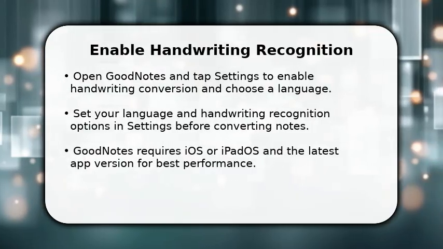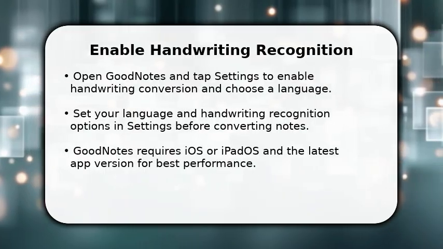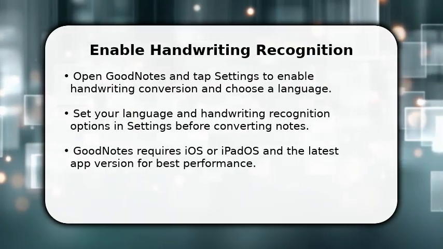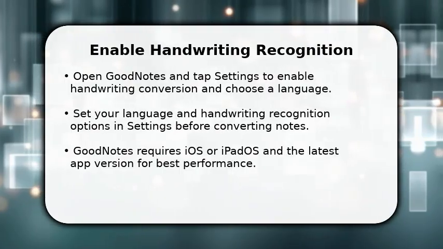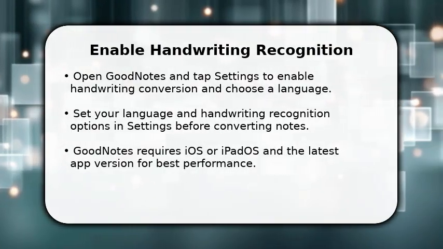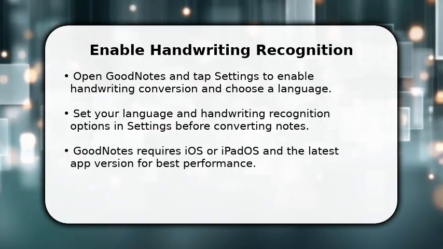Open Goodnotes and go to Settings to enable handwriting conversion for your device. Tap General, then Handwriting to choose the language you write in. Make sure the app is updated to the latest version for best performance.